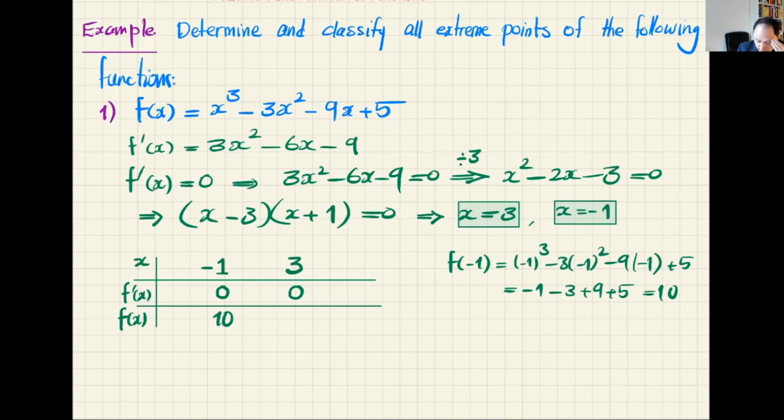Okay, and then I go here. I put 3 here, so f of 3 is this one. I put 3 to the 3 minus 3 times 3 to the 2 minus 9 times 3 plus 5. It's -22, yes?